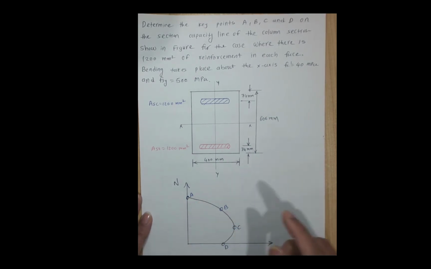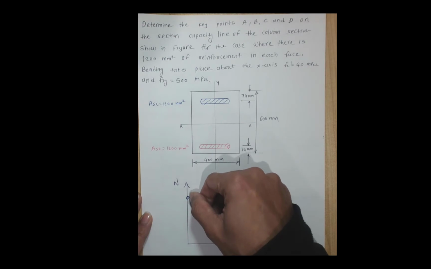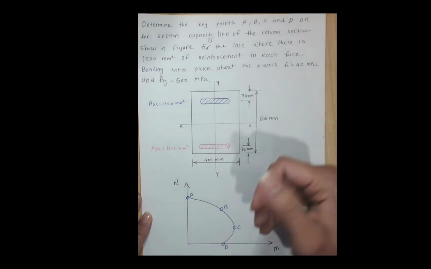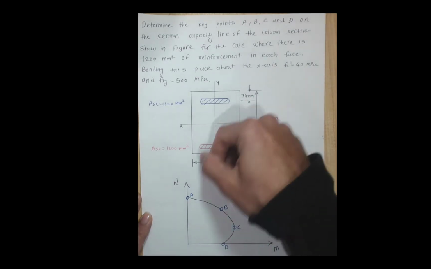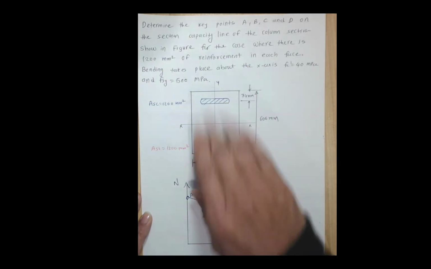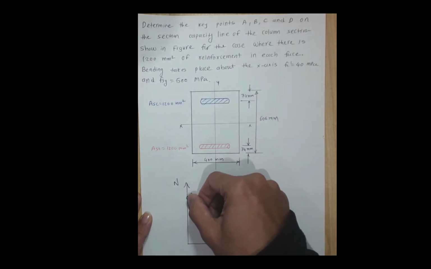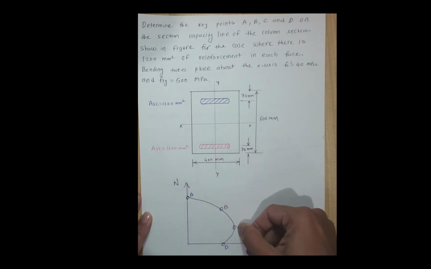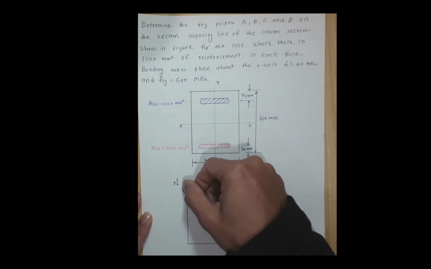compression, which is this one, and this is the largest capacity. In reality, this is not possible. Generally, if you have eccentricity in your column, but this is the highest. This is the efficient way to do it. If you have an eccentricity, this eccentricity will increase and that will decrease your capacity.